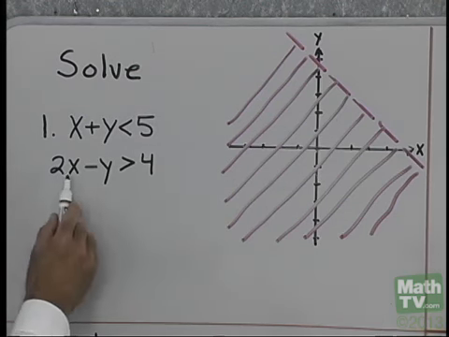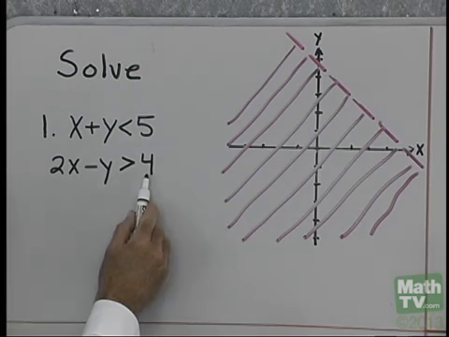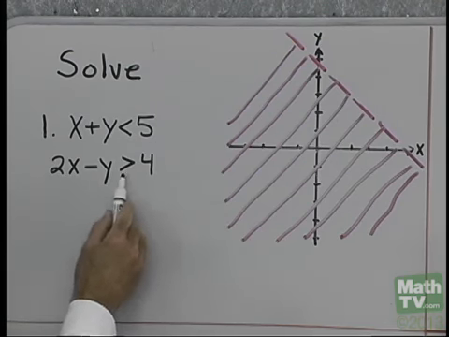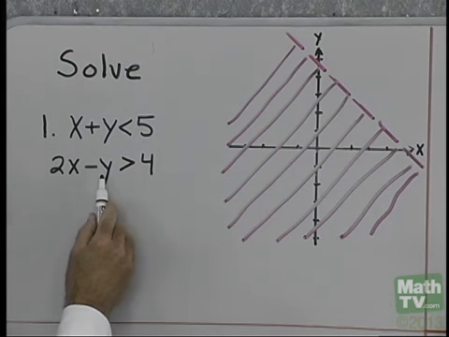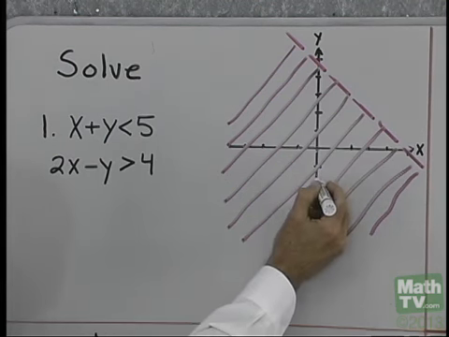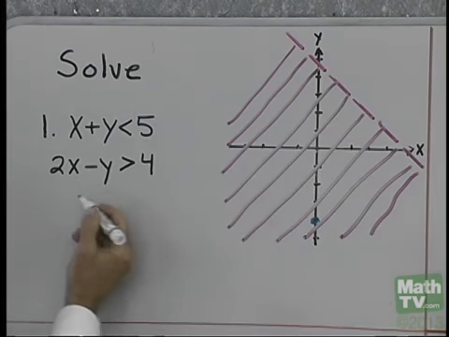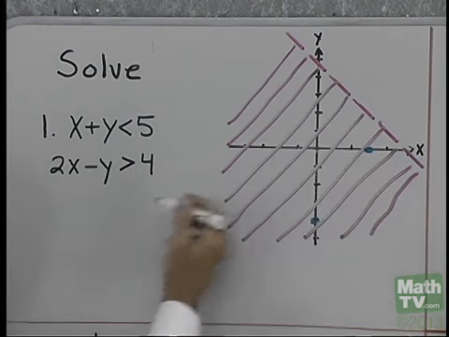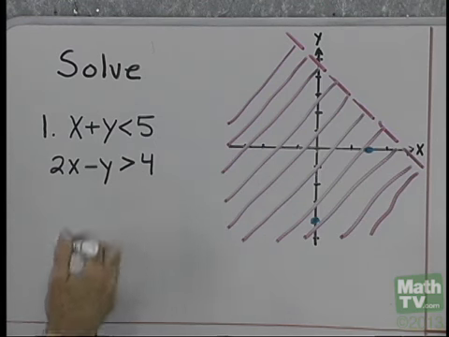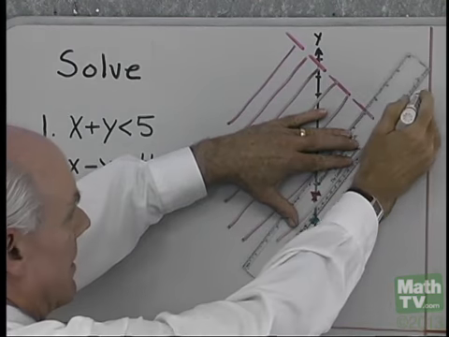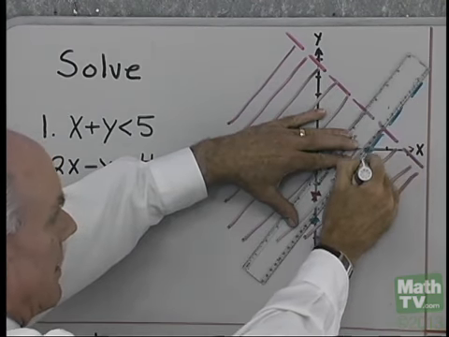My next inequality is 2x minus y is greater than 4. I know the boundary for this inequality is going to be 2x minus y equals 4. It will have a y-intercept at negative 4, so 1, 2, 3, 4. That point will be on the boundary, and an x-intercept of 2. My inequality is strictly greater than, so I want to graph the boundary with a broken line, so I'll do that. It should look like this.